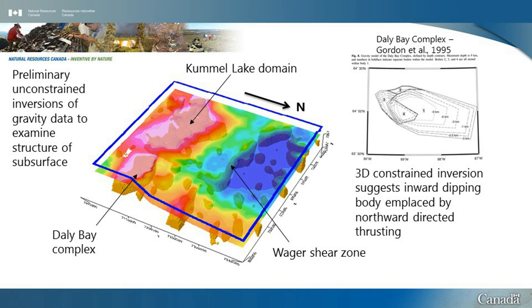So this is the modeling that was done at Daly Bay, which is before 3D modeling, as far as I know. It suggested that it's an inward dipping body that was put in place from northward directed thrusting. There's a similar thrust body that isn't in this area, but is over here, with a similar geophysical response to the Daly Bay complex.